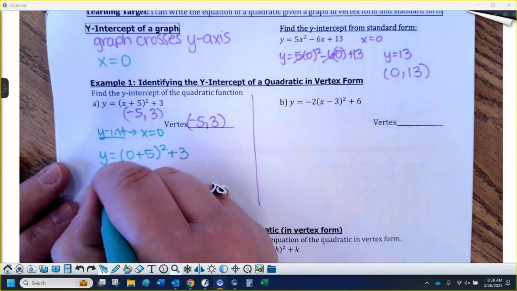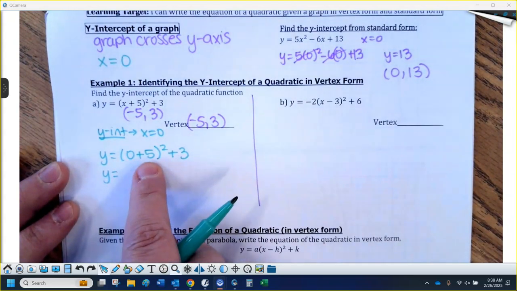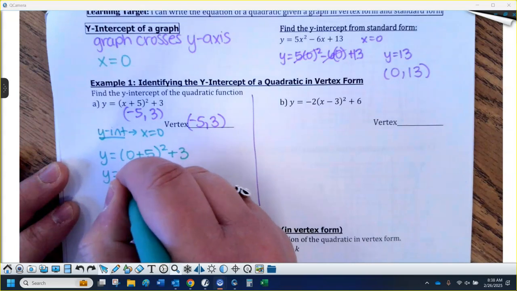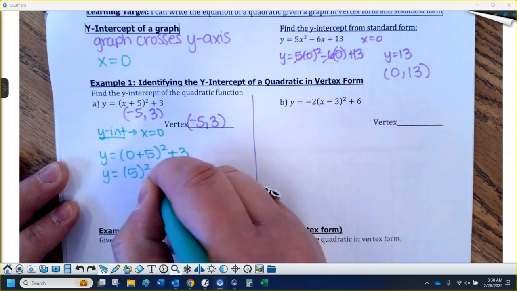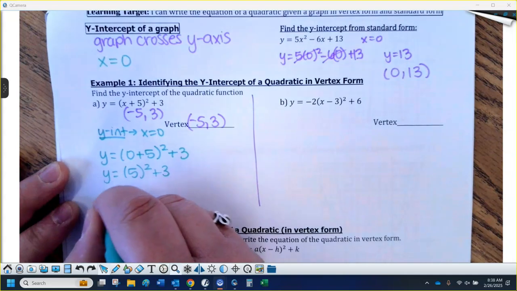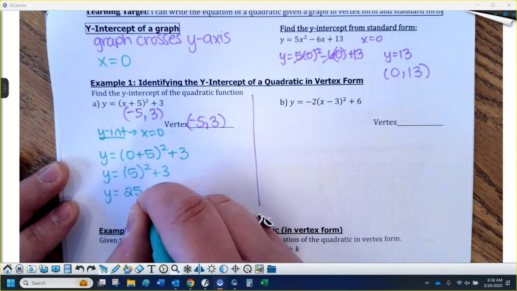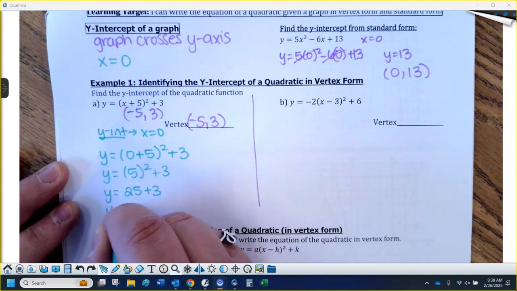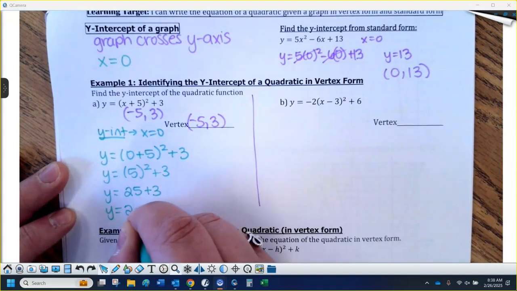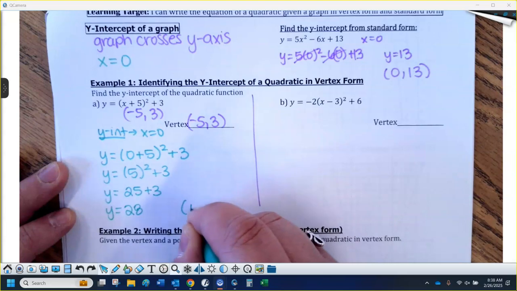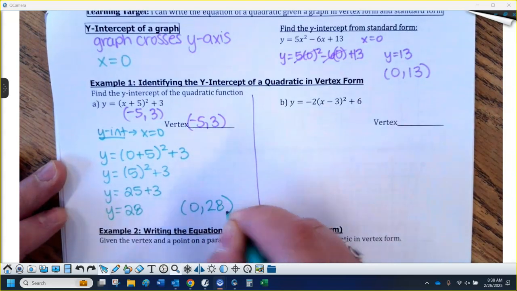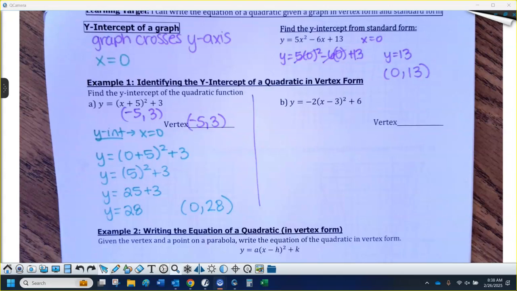So I would go ahead and say, okay, 0 plus 5, right? That would just be 5. And we're going to square that and add 3. So 5 squared, feel free to use your calculator, is 25. Add 3. The y-intercept here would be 25 plus 3, which is 28. So the actual point, I plugged in 0 for x, so 0 would be the x-coordinate, but the y-coordinate would be 28. So it's the same concept. You plug in 0 for x. It just looks a little bit different if you have the vertex form versus the standard form.